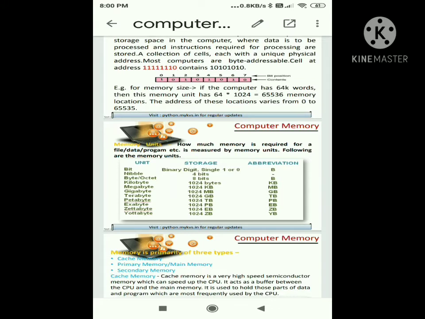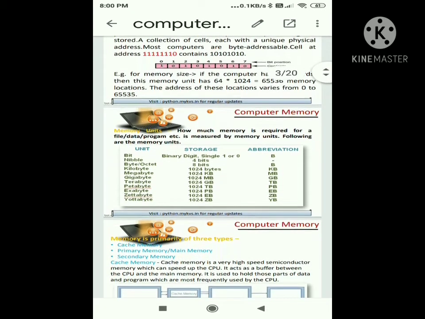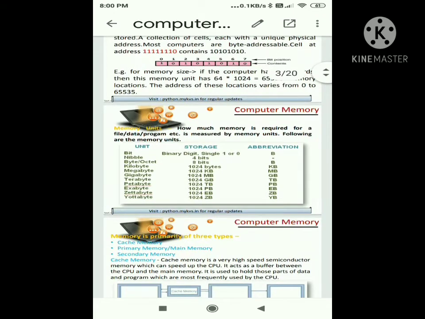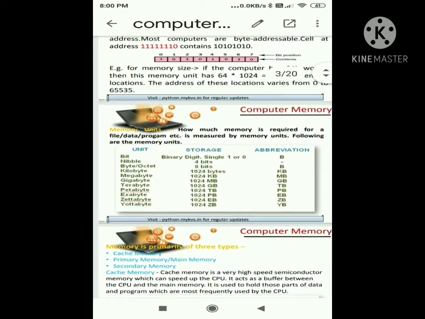The next one is terabyte. 1024 GB is the storage and it is abbreviated as TB. The next one is petabyte. It contains 1024 TB and it is abbreviated as PB. The next one is exabyte. It contains 1024 PB and it is abbreviated as EB. The next one is zettabyte. It contains 1024 EB and it is abbreviated as ZB.